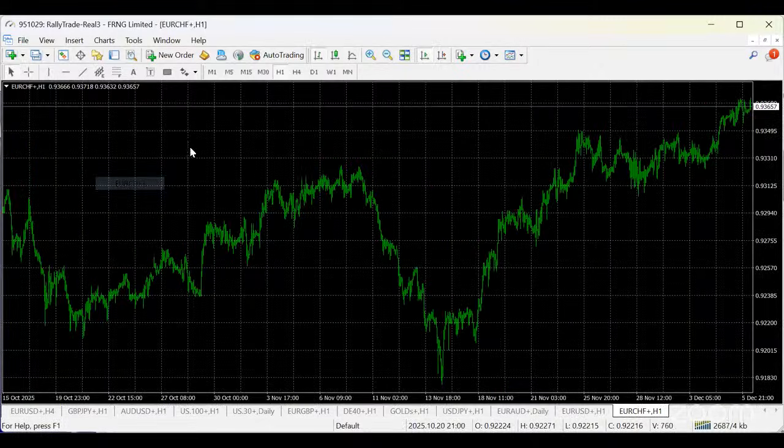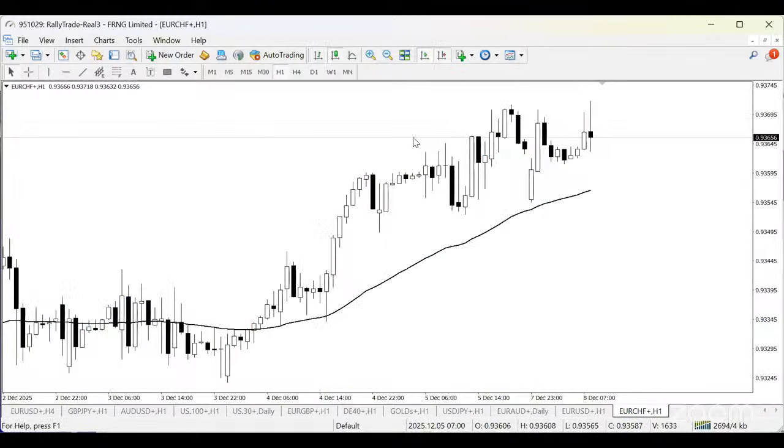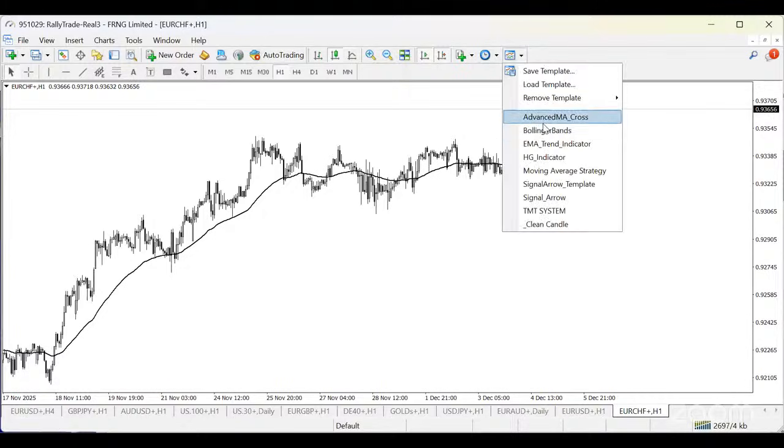Euro CHF. Now, based on what we have on this Euro CHF, let's check with this one again. First of all, this one does not give a signal, so let's check with Bollinger Bands.